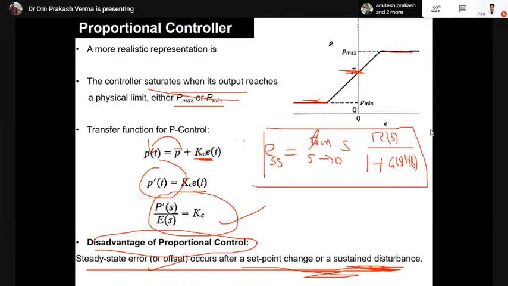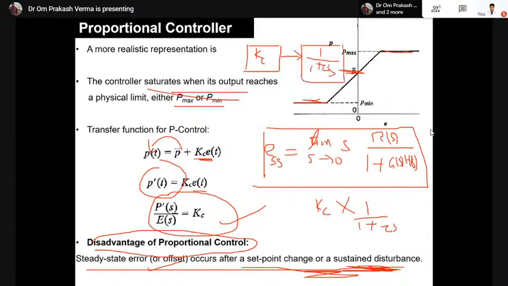And let's say the proportional controller Kc is used for a first order system. First order system, I think you are able to understand what I am saying. If not, please let me know what you are not understanding. Let's say this is the first order system, and this is the proportional controller, and then we have applied some feedback.